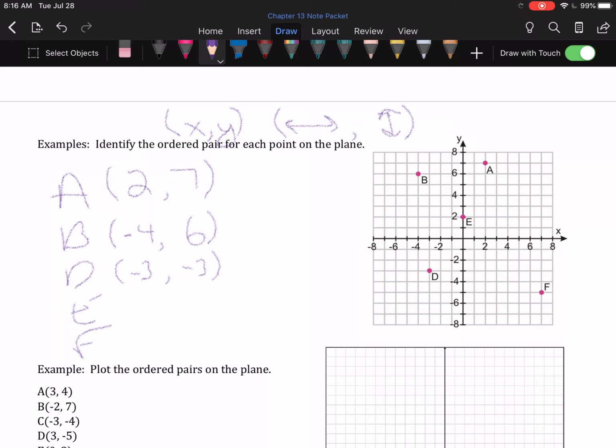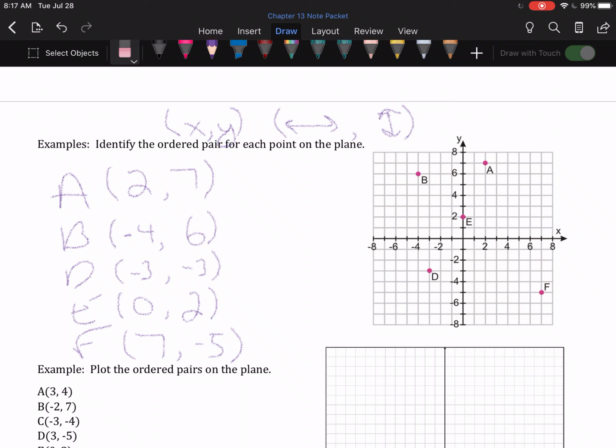E doesn't go left or right at all. So its first number will be 0 to indicate we didn't move left or right at all. We did go up 1, 2 places, so the ordered pair for E is 0, 2. And F, from the middle, we have to go right 7 steps before we can turn and go down 5 steps. So right is positive, so that's a positive 7. And then we go down, so that's a negative, so down 5.